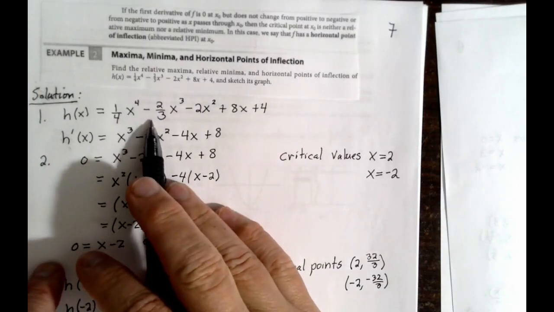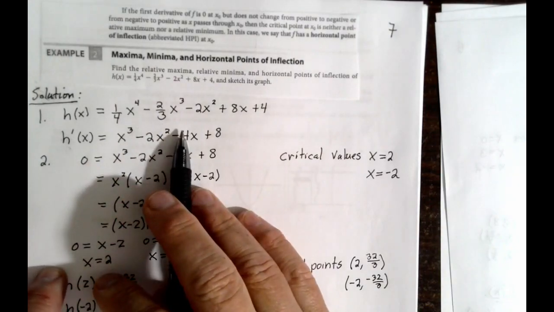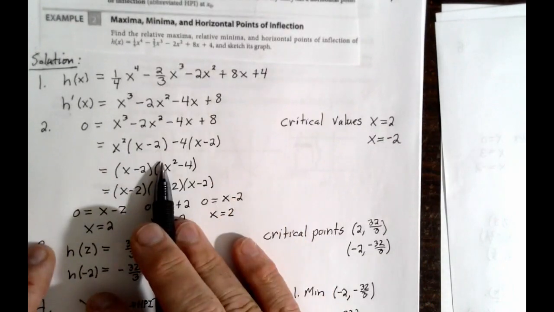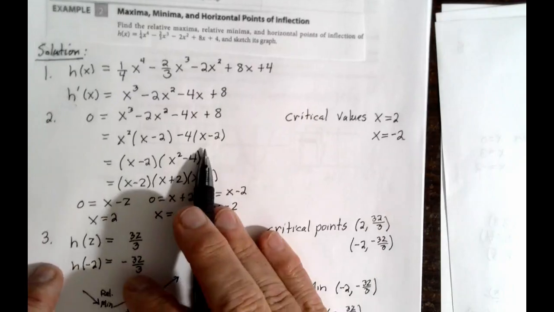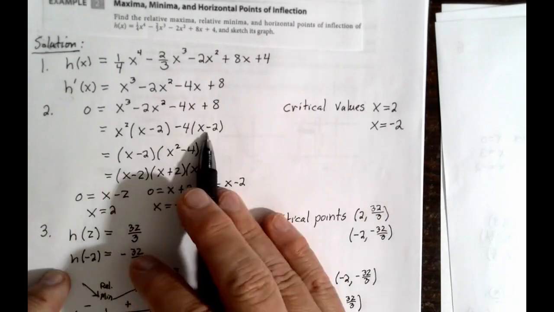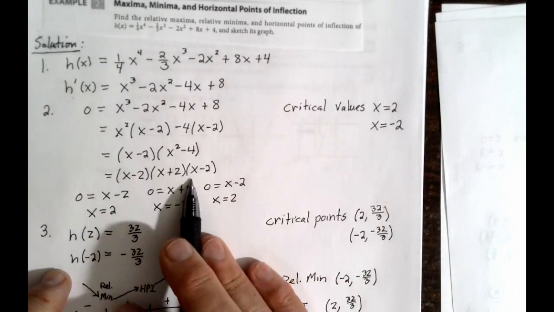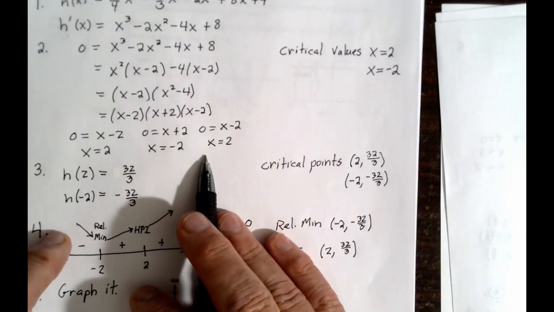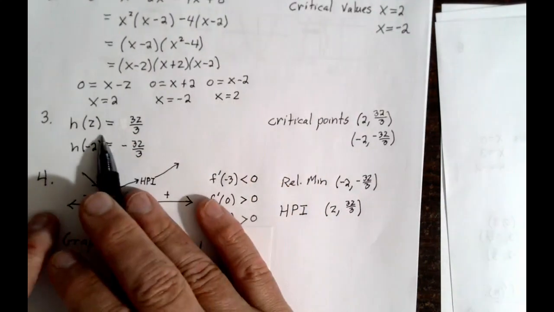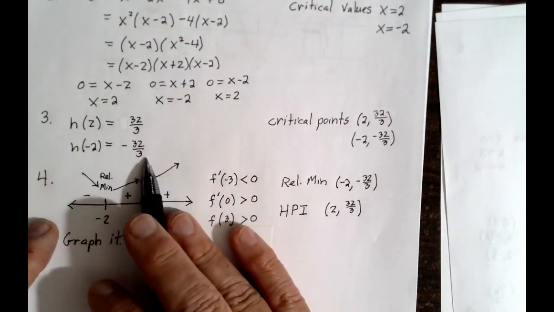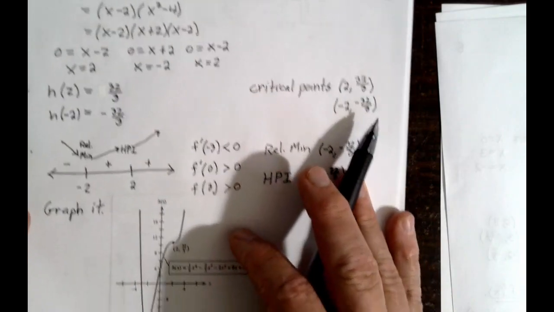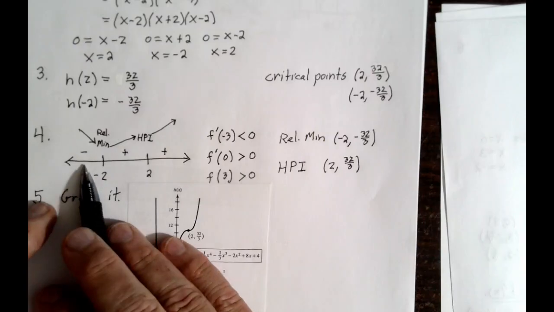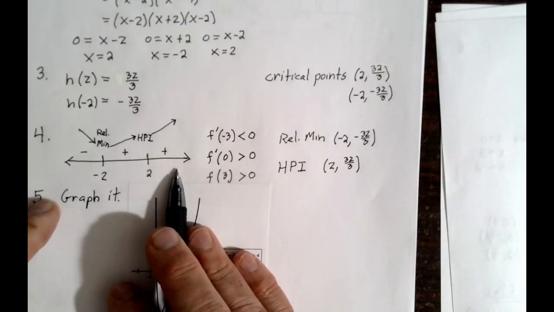Alright, so this one, let's find the relative max mins and horizontal points of inflection, or HPI. So you take the derivative, you get this guy, you factor it. Notice there's 4 terms, so try and factor something out of each one, and hopefully you can factor something out of the 2 larger terms. And then that part factors down even farther. You factor down and you get critical values of 2 and negative 2. You plug those into the original function to get the y coordinate. Now you know your critical points. And now you divide up the number line using 2 and negative 2. So we're going to try something like negative 3. We're going to try 0. We're going to try positive 3.